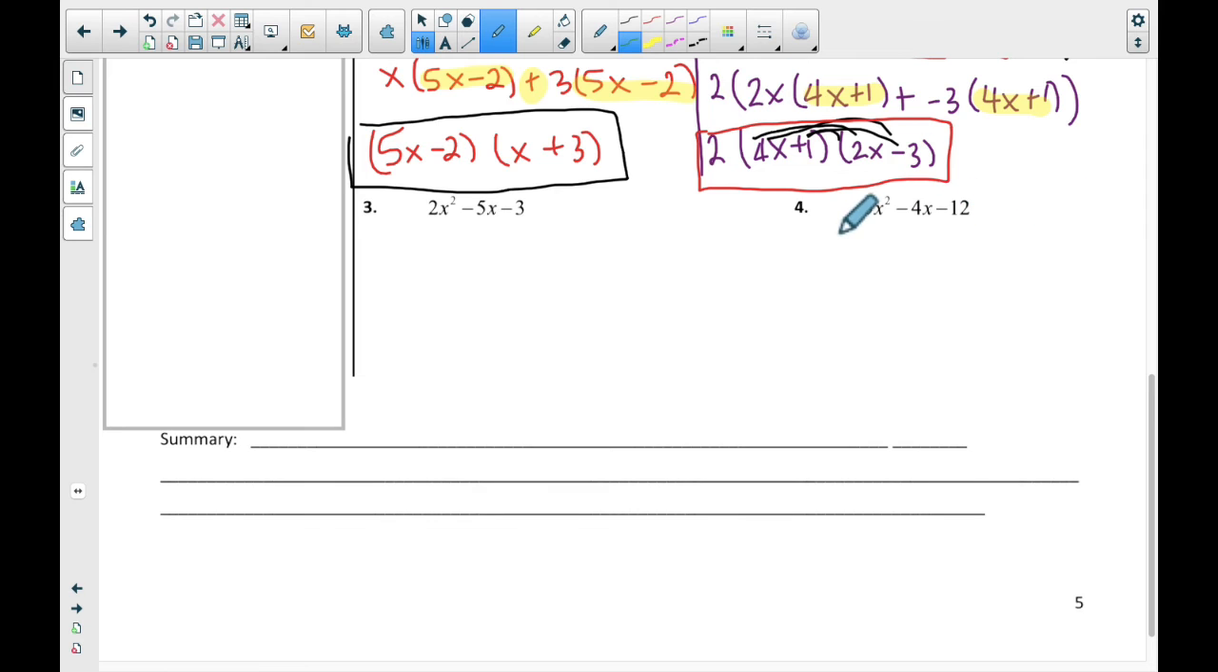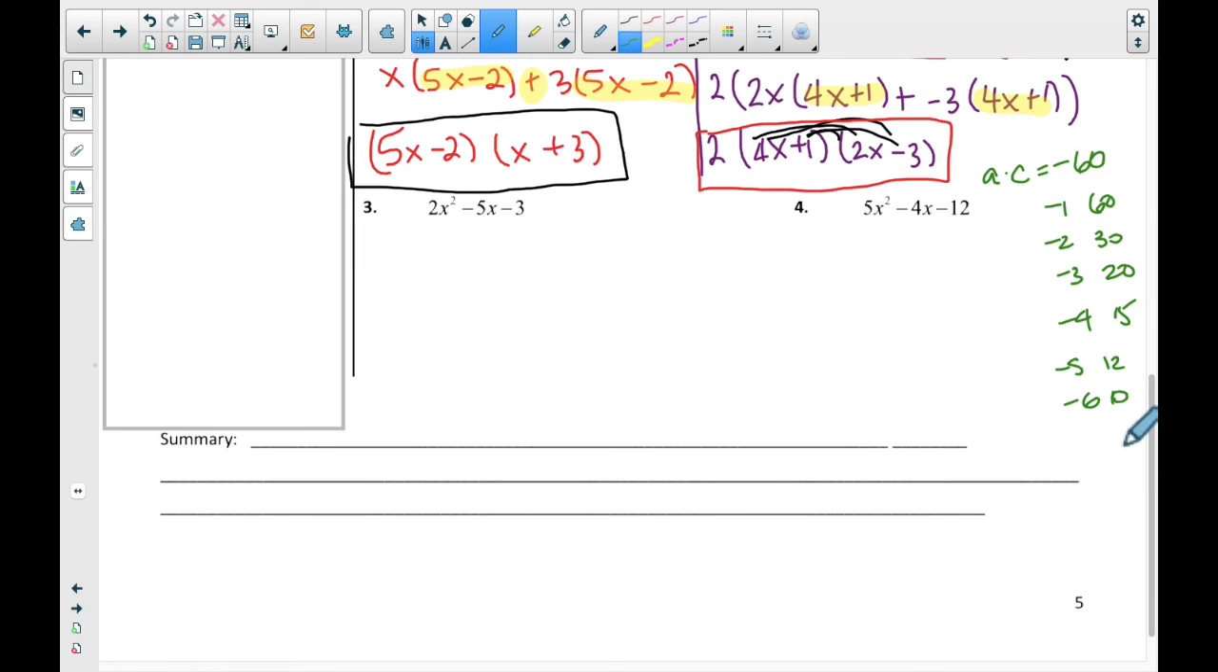Let's do one more problem. Let's look at number 4. We have a times c. That's 5 times negative 12. That's negative 60. Negative 60 could be negative 1 and 60, negative 2, 30, negative 3, 20, negative 4, 15, negative 5, 12, negative 6, 10, negative 7, no, negative 8, no, negative 9, no, negative 10, already there.